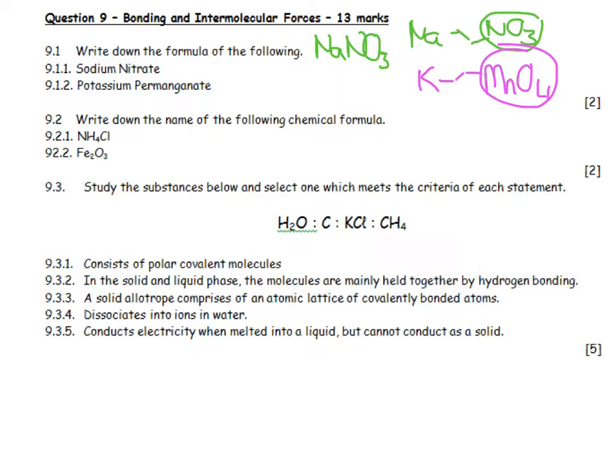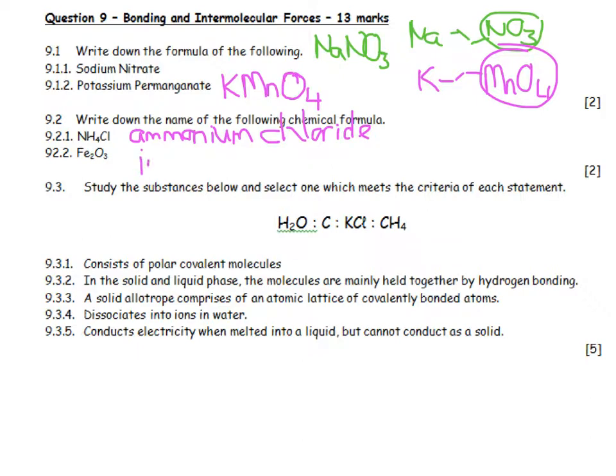in group 1, so it has a valency of 1, and therefore the formula is simply KMnO4. Write down the name of the following chemical formulae. The NH4 is ammonium, and chlorine changes its name to chloride when it bonds.